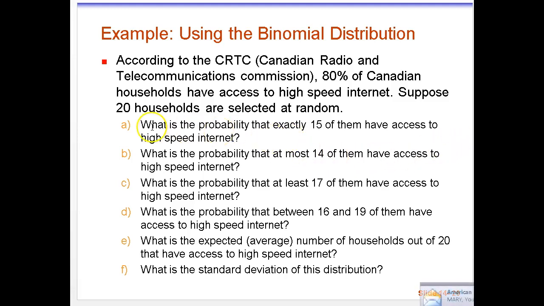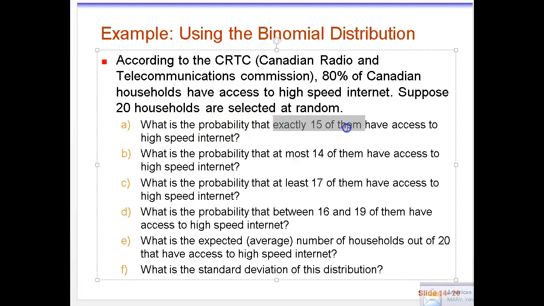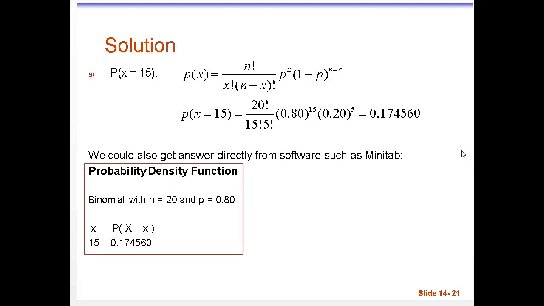The first one is asking me, what is the probability that exactly 15 of these 20 households have access to high-speed internet? I'm going to go to the next slide and we're going to see how this is worked out. First of all, what I know about this situation is that it is a binomial. My sample size is 20, so n is equal to 20, and the proportion of my population with the characteristic of interest is 0.8. Yes, I know this looks messy, but it's the best I can do. I know these two values. These are known as the parameters of the binomial distribution, and these are the only values I really need to know, other than what the x is.